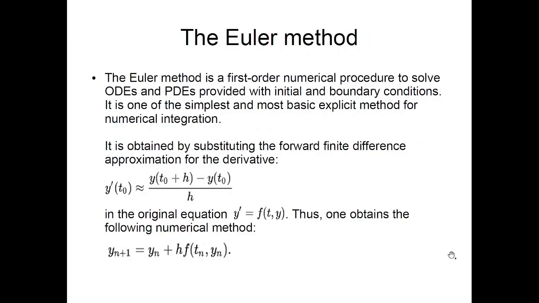So we can now introduce the method of Euler, or the Euler method, which is, let's say, a first-order numerical procedure to solve ordinary differential equations or partial differential equations, provided that we have, of course, initial and boundary conditions. This is one of the simplest and most basic explicit methods for numerical integration, but we are lucky because it turns out that this method is very robust and very stable if applied to the time-dependent Schrodinger equation.